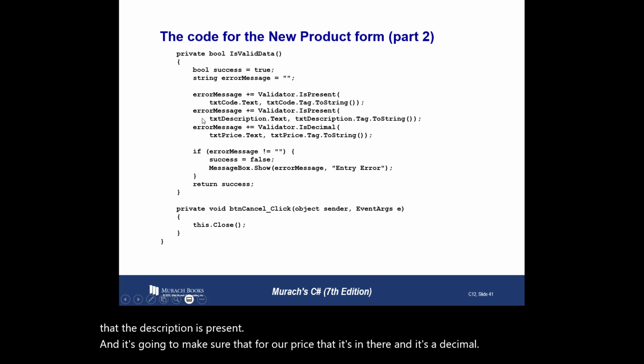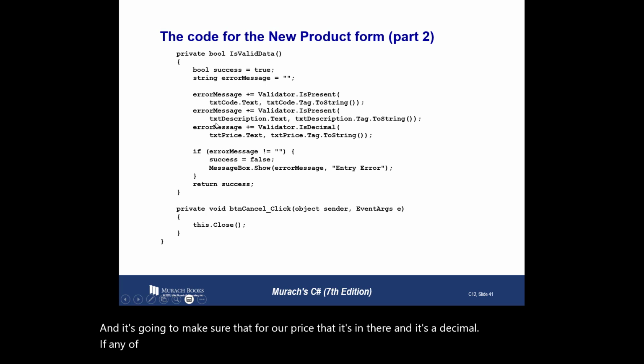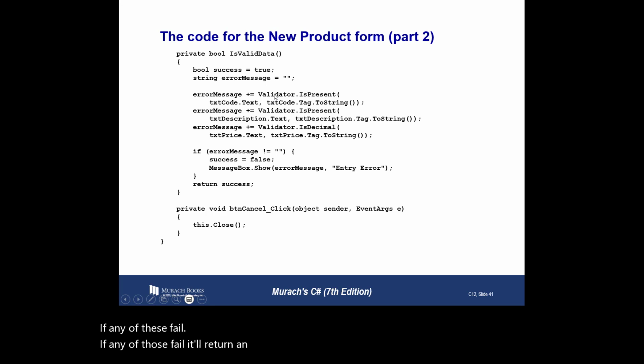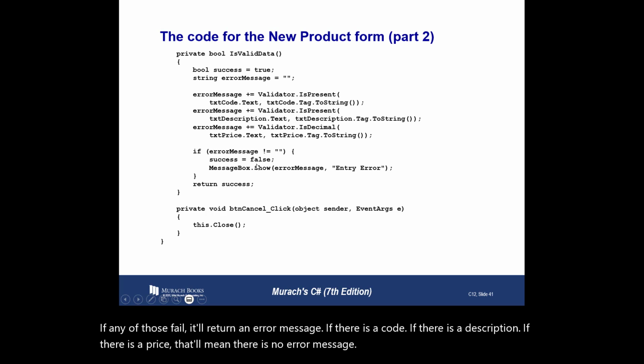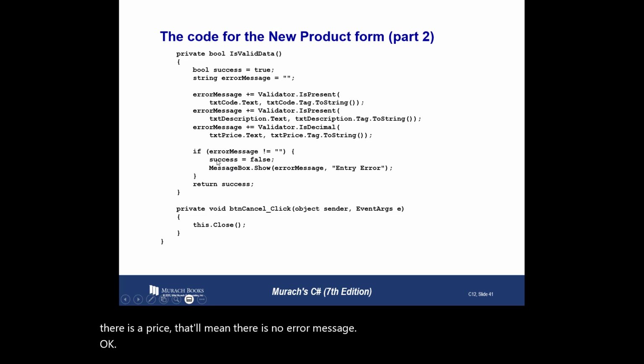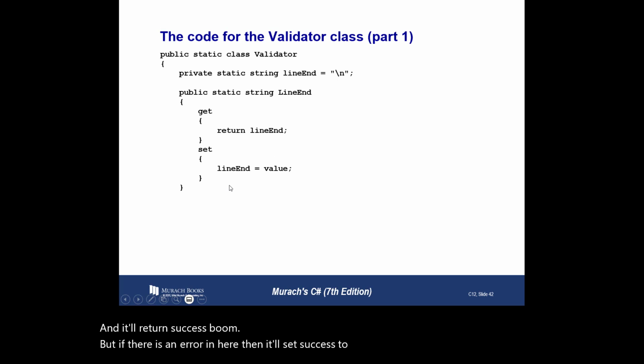If any of these fail, it'll return an error message. If there is a code, if there is a description, if there is a price, that'll mean there is no error message. Okay? So it'll basically just come in there and it'll return success. Boom. But if there is an error in here, then it'll set success to false and return success.